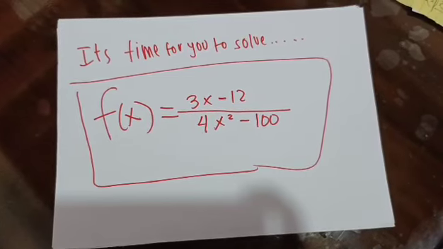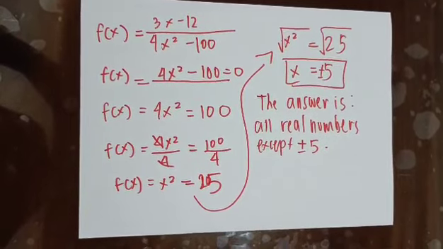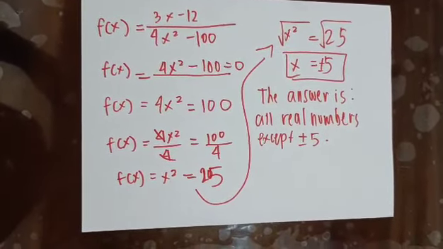Now, it's your turn. It's time for you to solve. Did you get the correct answer? So the domain is all real numbers except positive and negative 5.